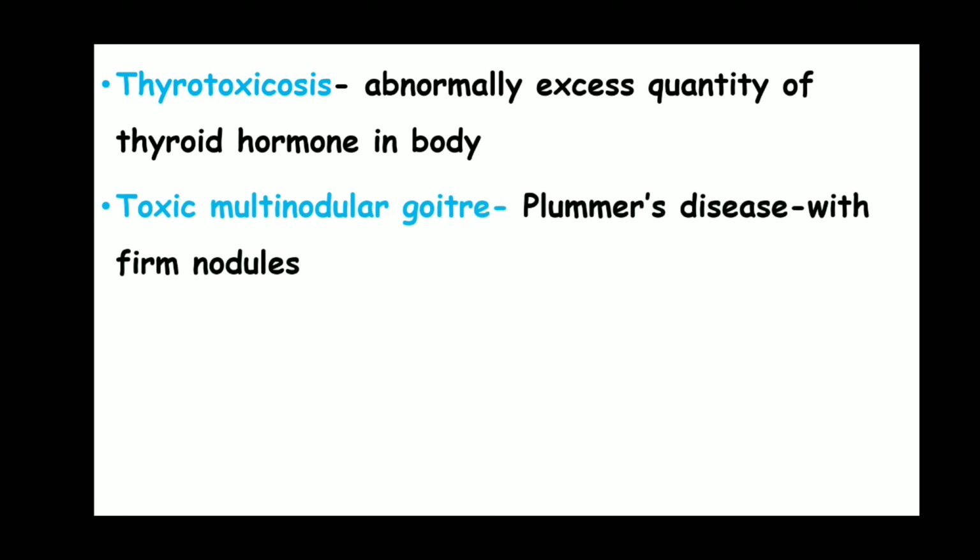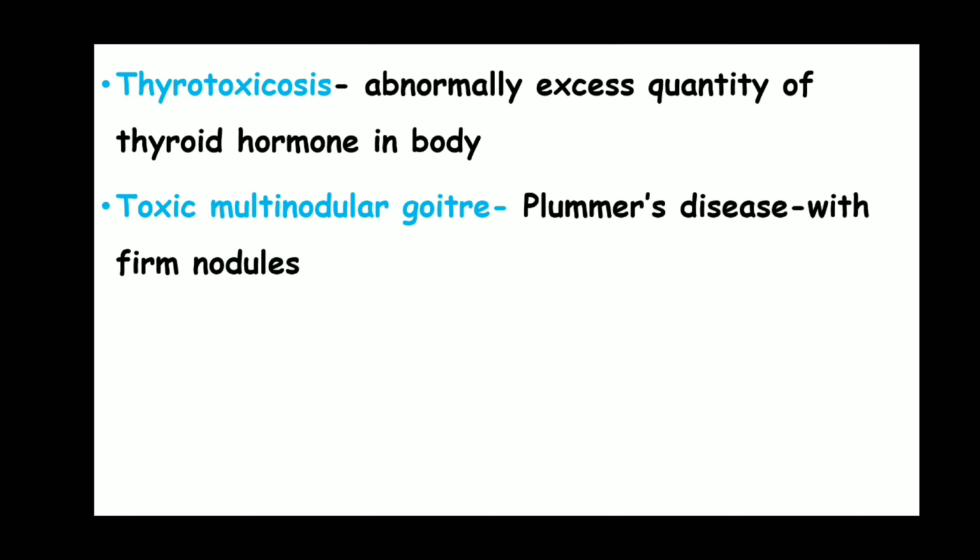Another term is toxic multinodular goiter. You can also call it Plummer's disease. This is hyperthyroidism with firm nodules. You can feel those nodules on palpating this thyroid gland. This is called toxic multinodular goiter.